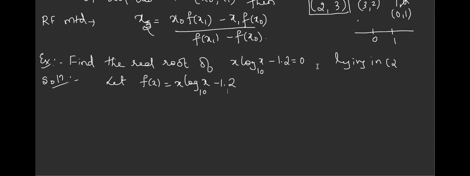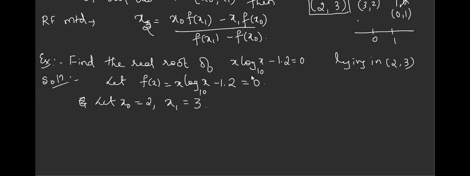Sometimes they give 1.2 on the RHS side. You should take all the terms on one side and take that as f of x. Always your equation should be written in the format f of x equal to 0. Got it? Now, they have told that it is lying in the interval 2, 3. So, which is the smallest number, you take it as x0. So, tell me what is x0? 2, right? So, let x0 equal to 2. What is x1? You should take the other value. 3. Okay.